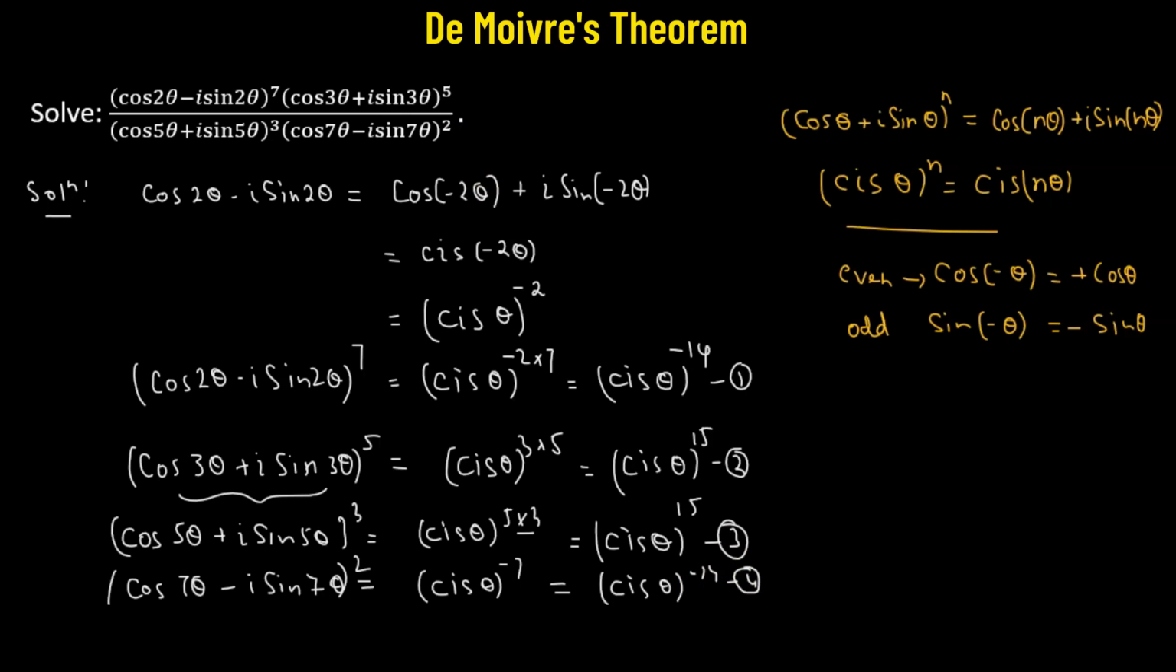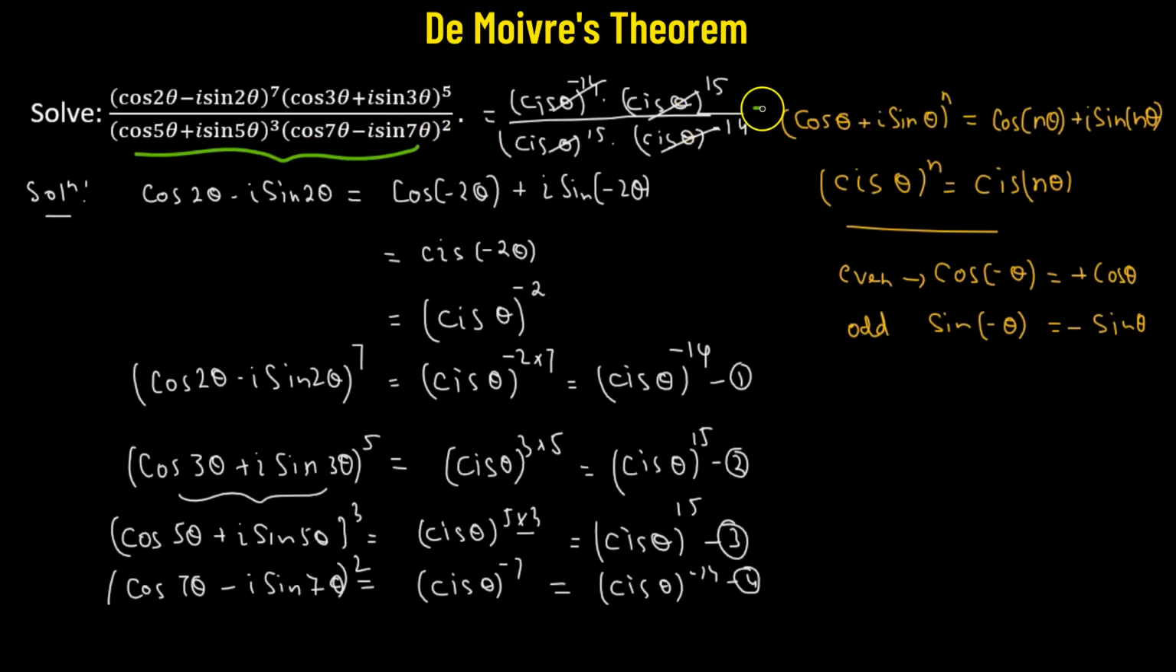So that means our expression can now be expressed as cis theta raised to the power of negative 14 multiplied by cis theta raised to the power of positive 15, divided by cis theta raised to the power of 15 multiplied by cis theta raised to the power of negative 14. So we have all the terms factoring out from both the numerator and the denominator, and the final value of this particular expression is going to be equal to 1.